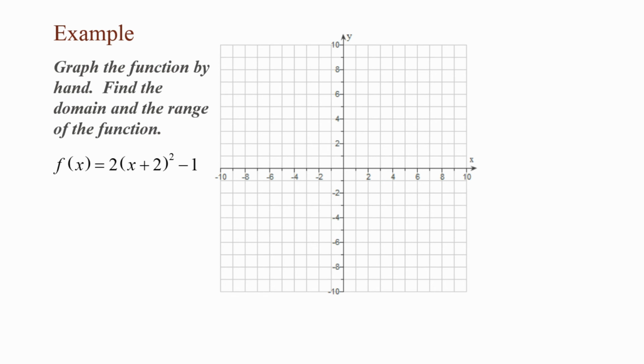In this example, graph the function by hand. Find the domain and range of the function. f of x equals 2 parentheses x plus 2 close parenthesis squared minus 1. Comparing it to our equation for a parabola, my a is 2, my h is -2, and my k is -1.